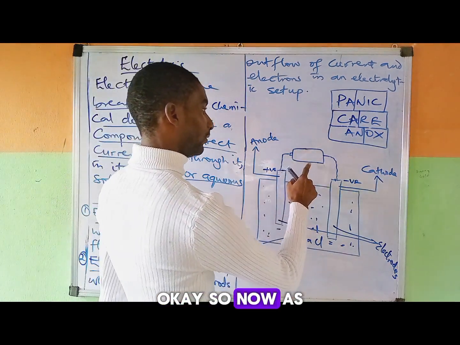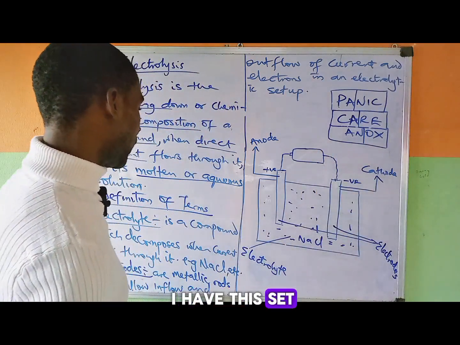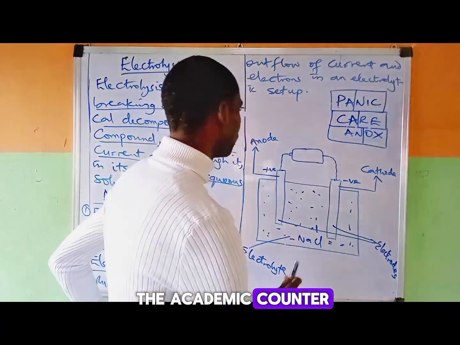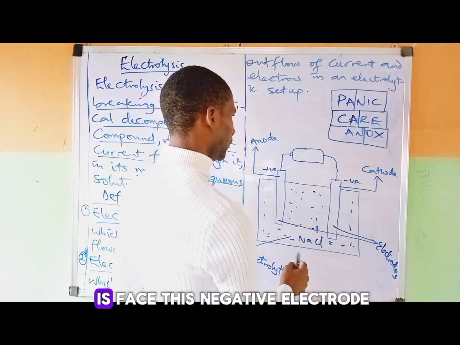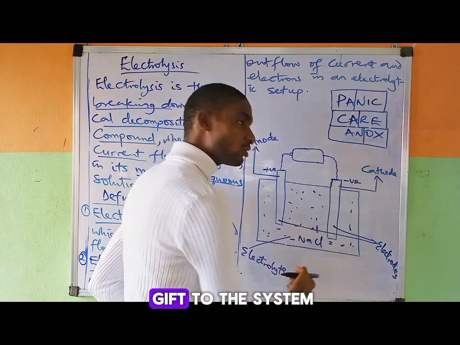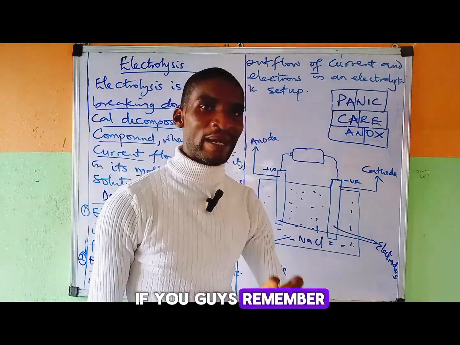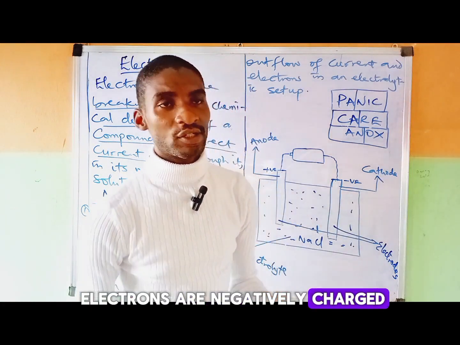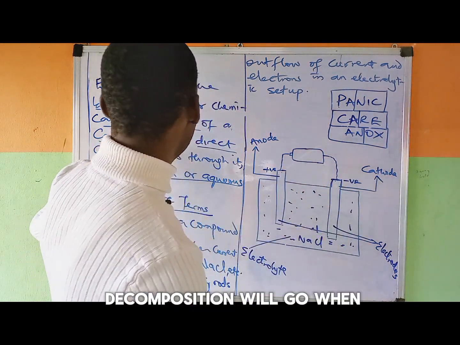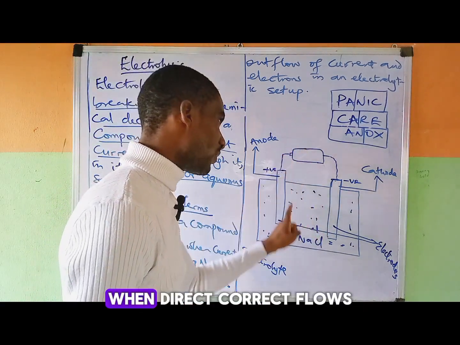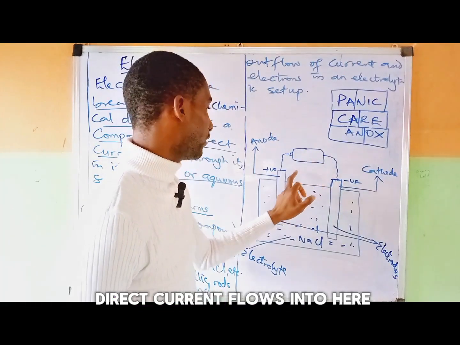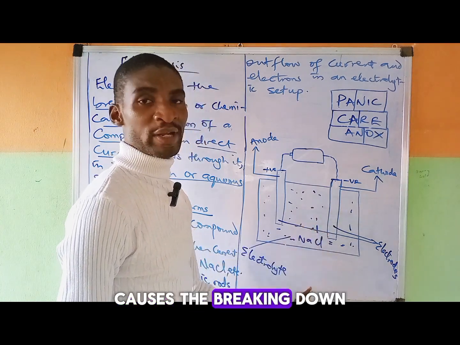Okay, so now, as I have this set up, I've shown you the electrodes: the anode and the cathode. Now the next thing you want to do is this. Can you see this negative electrode? It is the negative gate to this system. If you still remember, electrons are negatively charged, so electrons are entering into this setup. Remember we said decomposition will occur when direct current flows in here. This battery is the source of direct current, which flows in and causes the breaking down of this.